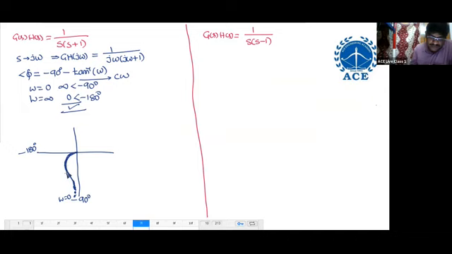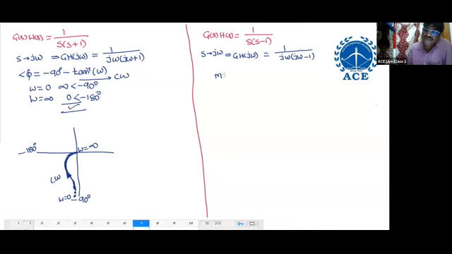So this is the direction. This is clockwise. Omega infinity. Next, S replaced by j omega. GH of j omega equal to 1 by j omega into j omega minus 1.